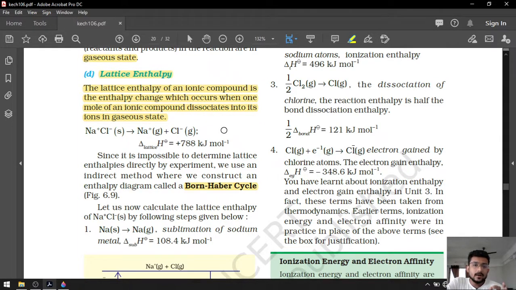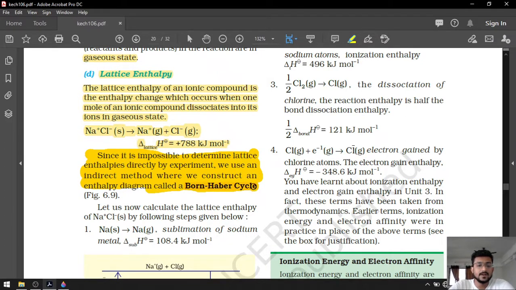Ionic compound converted into ions is known as lattice enthalpy. Suppose NaCl is there. If NaCl converts into Na plus and Cl minus in a gaseous form, that will be known as lattice enthalpy. For NaCl, lattice enthalpy is plus 788 kilojoule per mole. Since it is impossible to determine lattice enthalpy directly by experiment, we can use an indirect method where we construct an enthalpy diagram called the Born-Haber cycle.